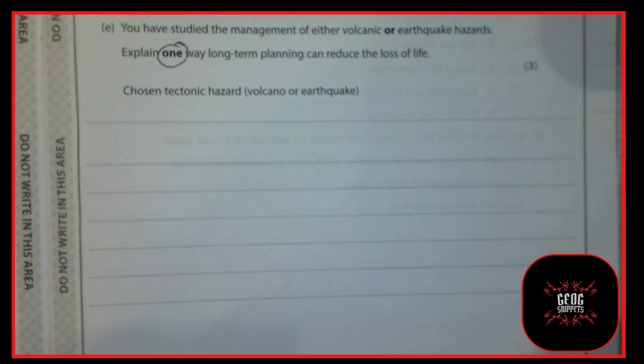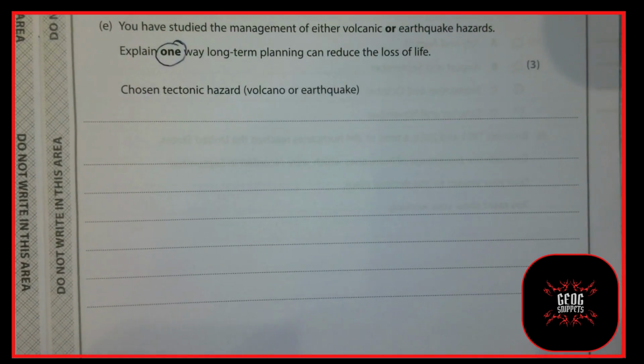So on a 4-mark explain question, you'll be asked to deal with 2 separate ideas. On a 2-mark explain question, you will have to deal with 1 idea, and that's the same with a 3-mark. The difference being that you just need to develop it and go into a little bit more detail.